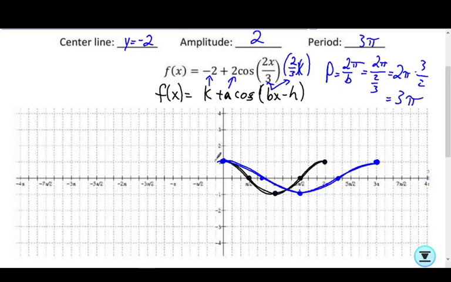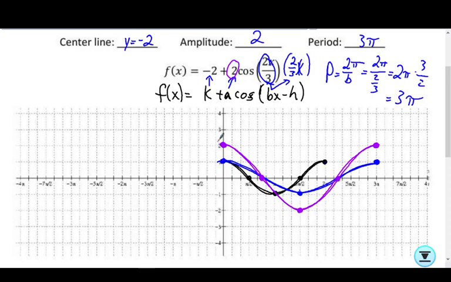The blue one is that part. Next, I'm going to do my amplitude change. That's my vertical stretch. So my maximums and minimums are now going to be 2 away from my center line. So 2, this still is at 0, this will be at -2, 0, and this is 2. So here is my vertical stretch by a factor of 2.